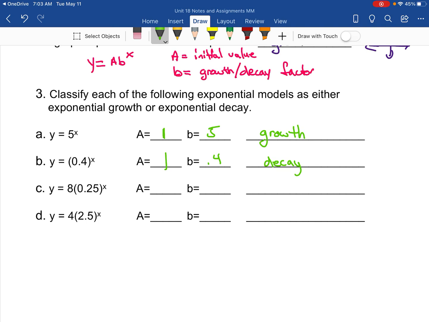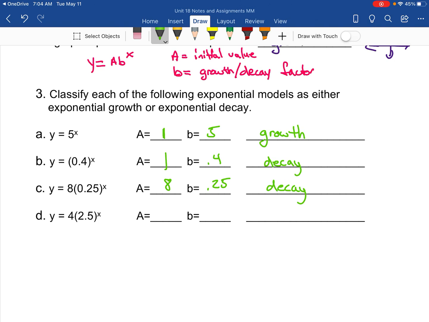Let's look at C. We have an a value of 8, b value of 0.25, and therefore it is decaying, it's getting smaller. 0.25 is less than 1, therefore it's getting smaller.